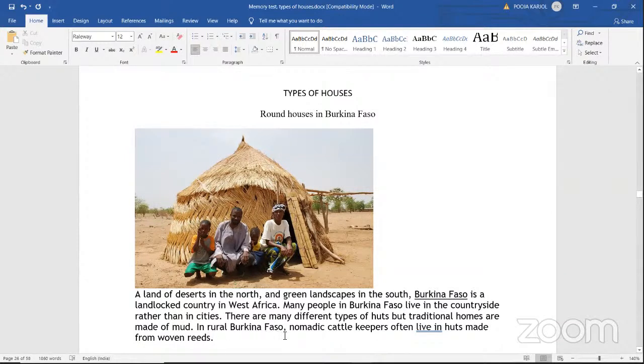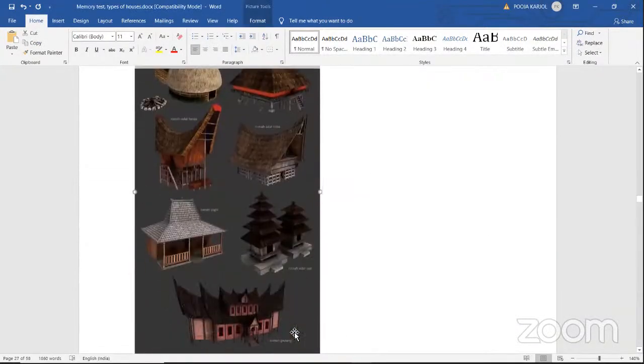In rural Burkina Faso, nomadic cattle keepers often live in huts made of woven reeds. The design that you can see here, the pattern, okay, it's woven, actually handmade. We'll actually see these type of designs elsewhere also, depending on where it is and what kind of plants they have. Okay, this type of design is very much common.